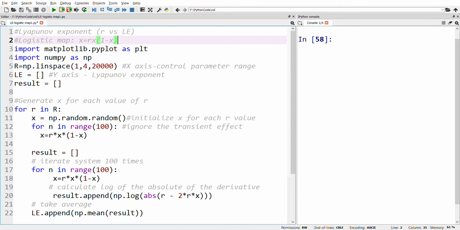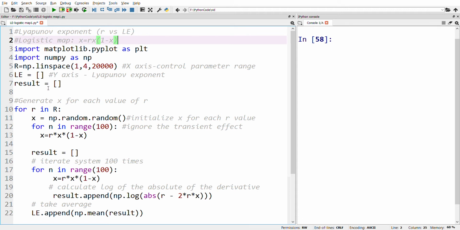So coming to the topic, the Lyapunov exponent of a dynamical system is a measure of the rate of separation of infinitesimally close trajectories. It is a plot of R versus LE, where R is a control parameter of the logistic map and LE is the Lyapunov exponent. And we all know that the logistic map equation is x = Rx(1 - x).